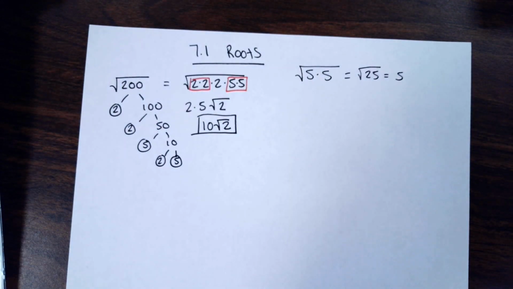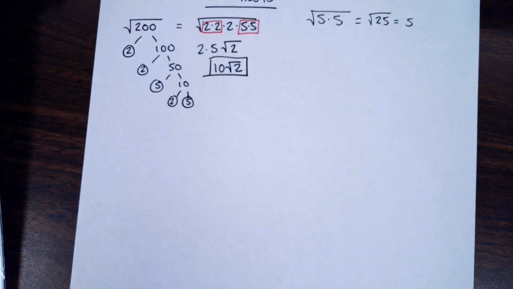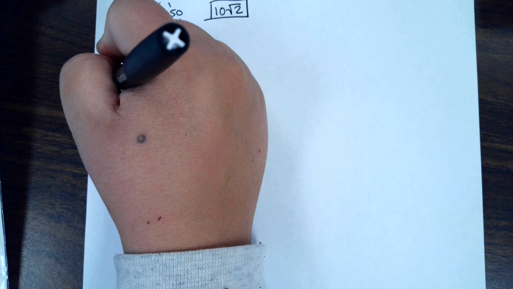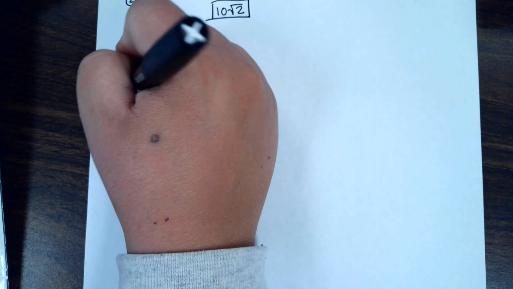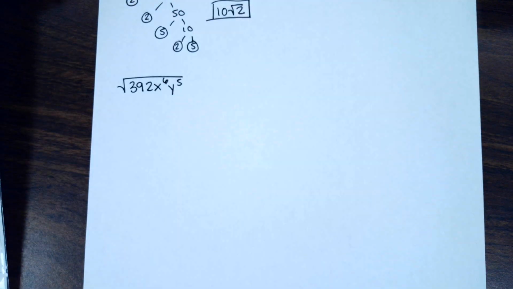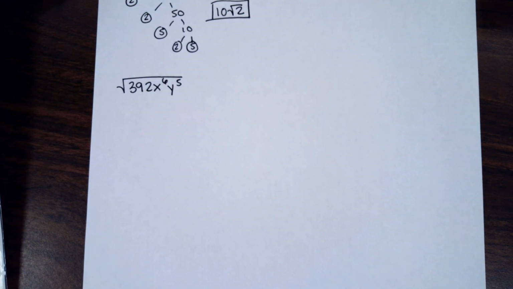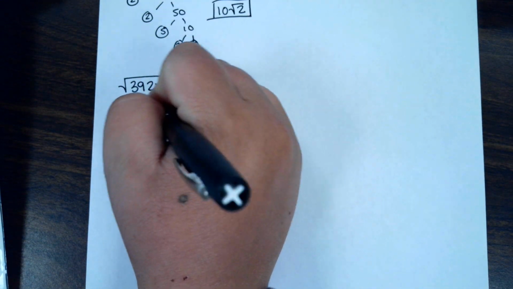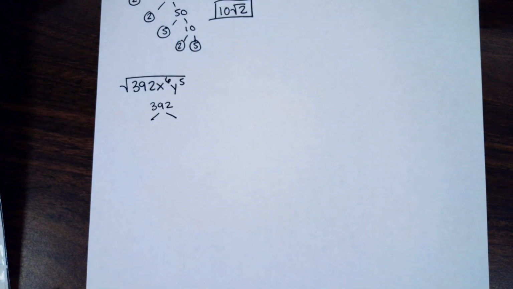That's essentially what we're doing, except we're going to throw some variables in there and some higher roots. So let's look at this one. The square root of 392 x to the 6th y to the 5th. So we start the same way we normally do. Let's work with 392 and do our factor tree.